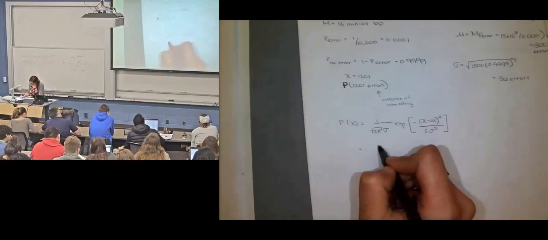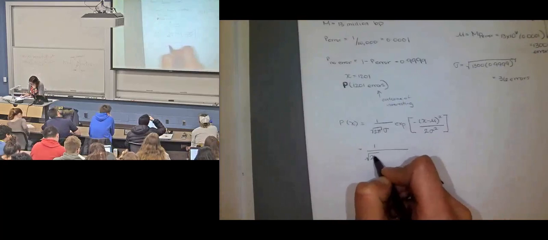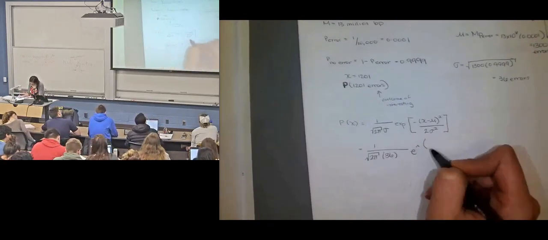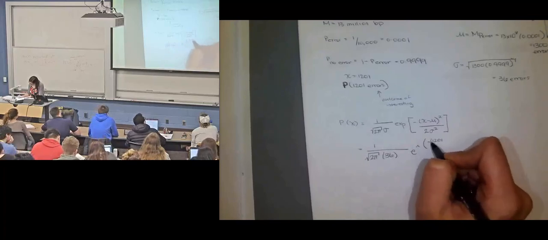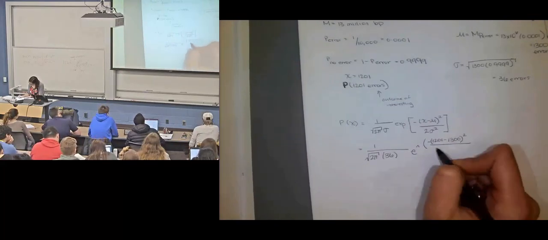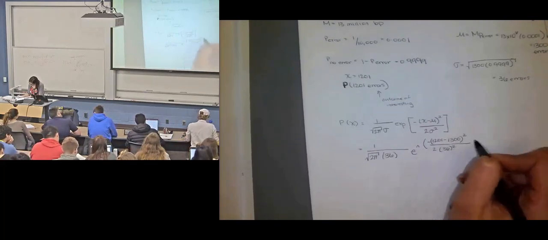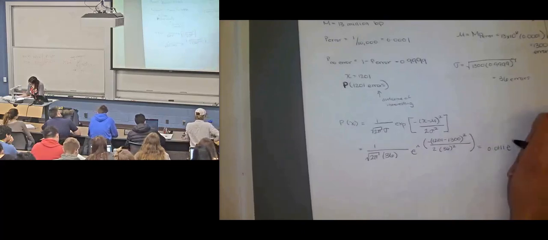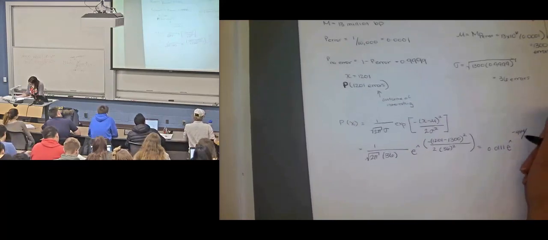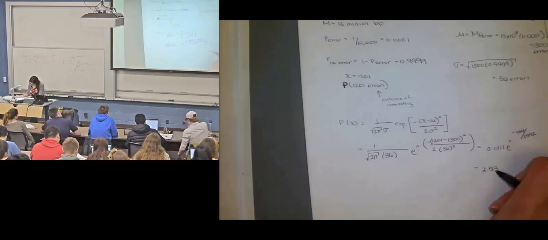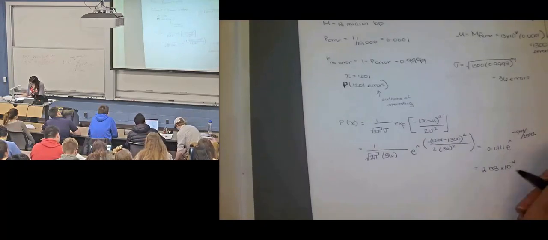So if I plug everything in, I have 1 over the square root of 2 pi times 36. This is e raised to the, remember, minus 1,201, negative 1,201 minus 1,300, okay, that's all squared over 2 times 36 squared. 0.0111 e to the negative 984 over 2592. 2.53 times 10 to the negative 4th.